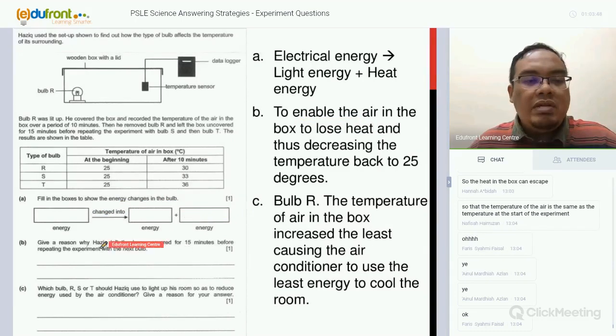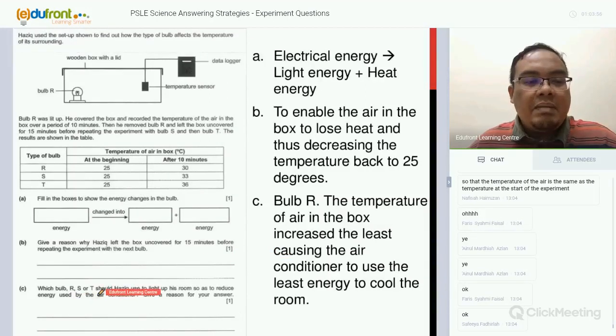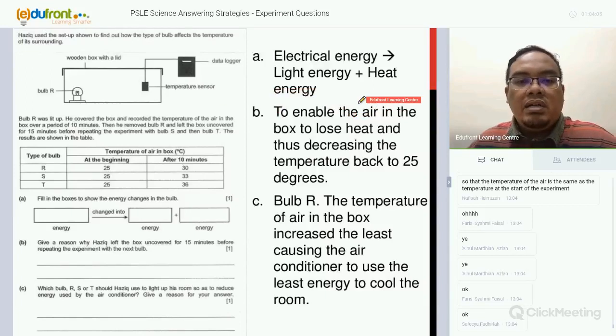Fill in the boxes to show the energy changes in the box, and then give a reason why Haziq left the box uncovered for 50 minutes before. Okay, and then which bulb, R, S, or T, should Haziq use to light up his room so as to reduce the energy used by the air conditioner? Okay, so with the understanding of the 5 steps, you will be able to answer any kind of question related to the setup.